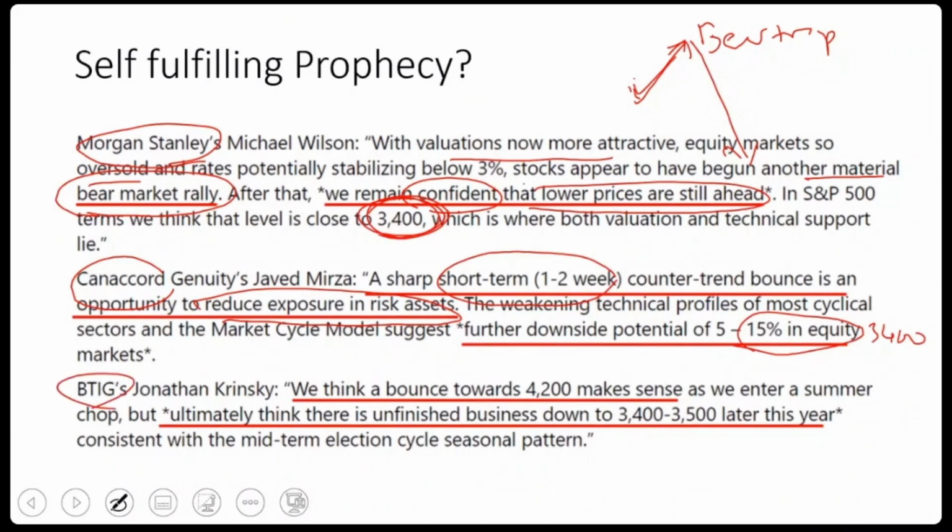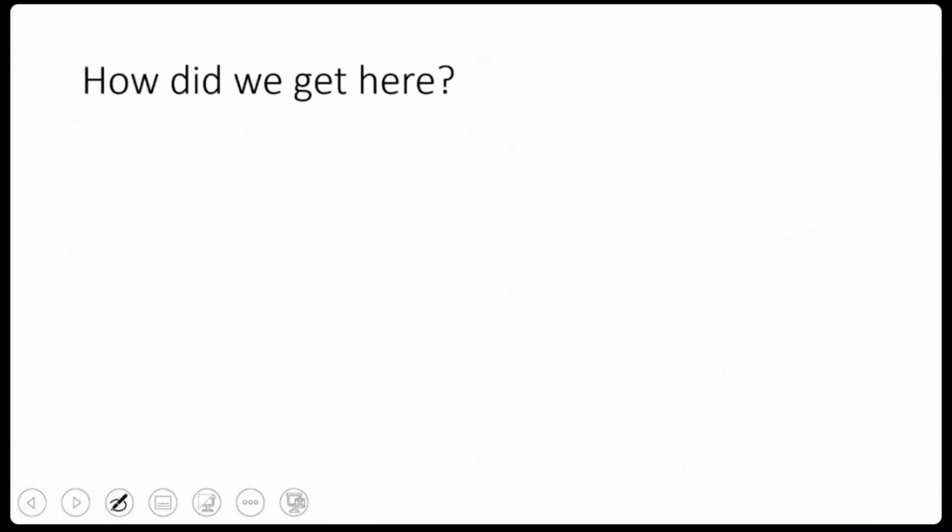BTIG, same thing. They're saying we see a bounce, but guess what? It's unfinished business. It's 3,400, 3,500. So by and large, even Wall Street, and these guys are probably a slight mix of technical analysis, but a lot more on fundamentals, also see about 3,400 on the S&P 500 going ahead. So that's really a little bit of technicals plus fundamentals.